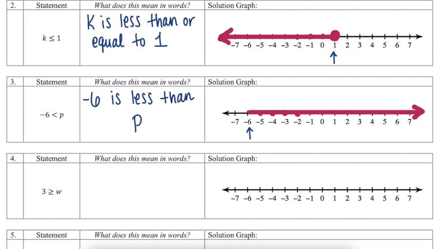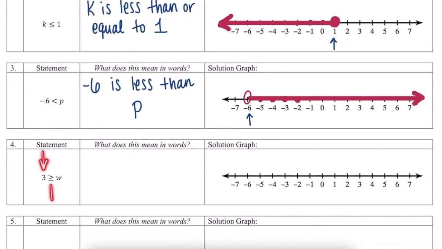Now, what about -6 itself? Well, to figure that out, we have to look at the statement. Is -6 less than -6? No, those are equal. So we're going to use an open point at -6 to show that this is where our solutions start, but -6 is not included.